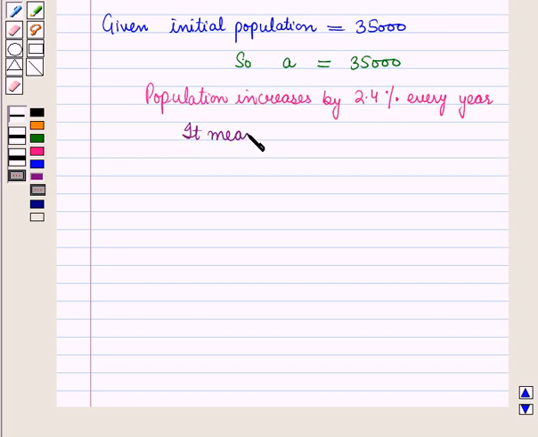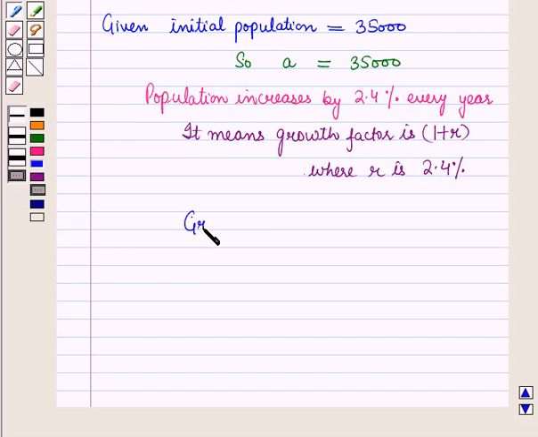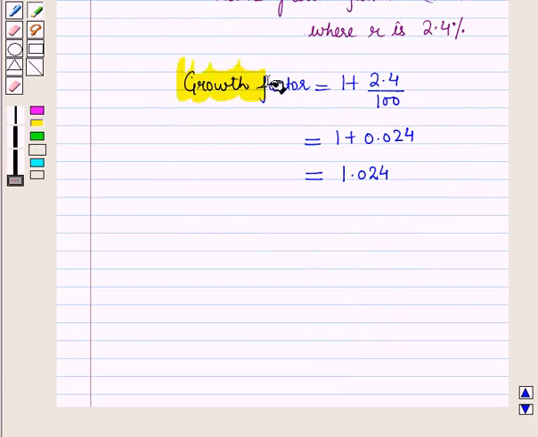It means the growth factor is 1 plus r the whole, where r is 2.4%. So growth factor is equal to 1 plus 2.4 upon 100, which is equal to 1 plus 0.024, which is equal to 1.024. So growth factor is equal to 1.024. So b is equal to 1.024.